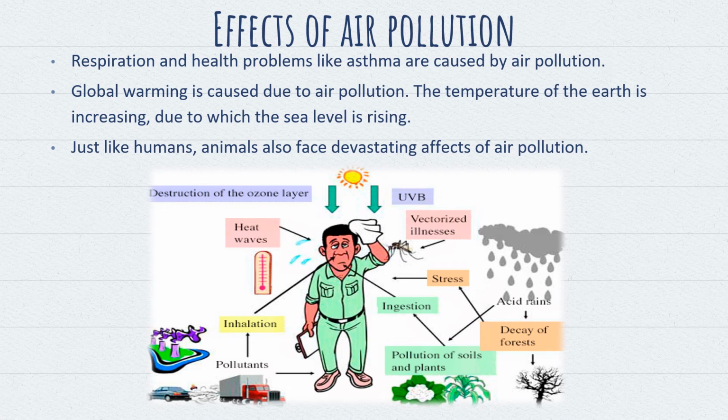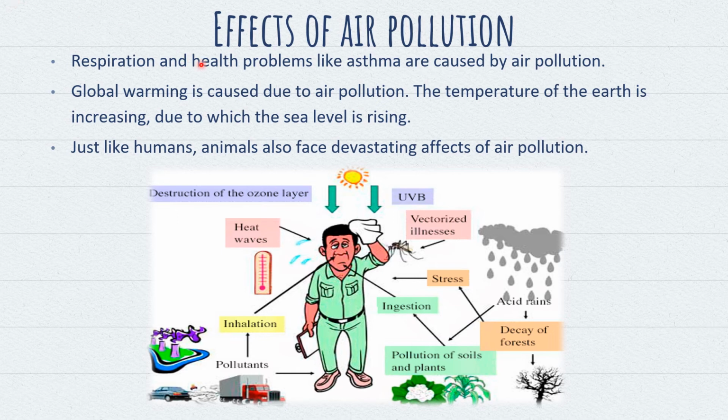Now, what are the effects of air pollution? Respiratory and health problems like asthma are caused by air pollution. Also, you can have bronchitis. Several million people are known to have died due to the direct or indirect effects of air pollution, because they have asthma, and because of this we tend to die.